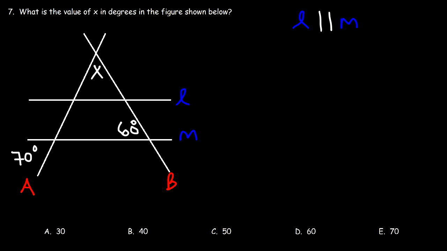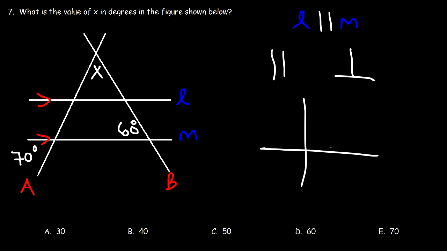Number 7. What is the value of x in degrees in the figure shown below? Now before we start this problem, I want to go over some basics that you need to know. Now we're told that L is parallel to M. So these two lines are parallel to each other. So we can write this symbol to represent that. Anytime you see this double line, that means that the two lines are parallel. If you see this symbol, it means that the lines are perpendicular, which means that they intersect at right angles. That's a 90-degree angle symbol.